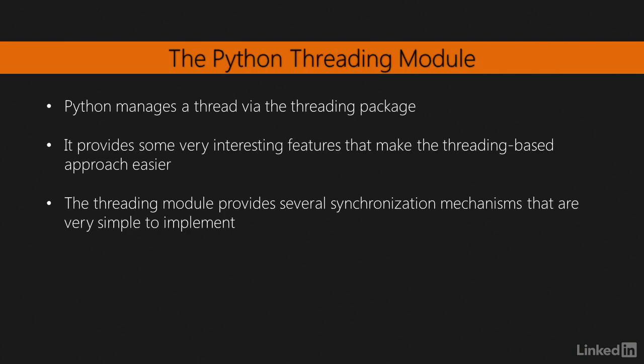First, let's understand how to use the Python threading module. Python manages a thread via the threading package that is provided by the Python standard library. This module provides some very interesting features that make the threading-based approach a whole lot easier. In fact, the threading module provides several synchronization mechanisms that are very simple to implement.